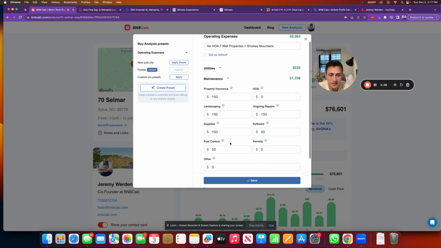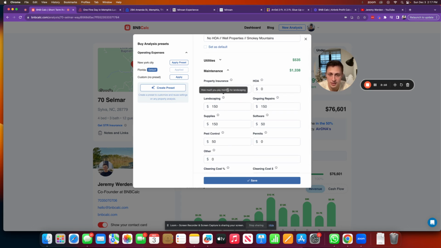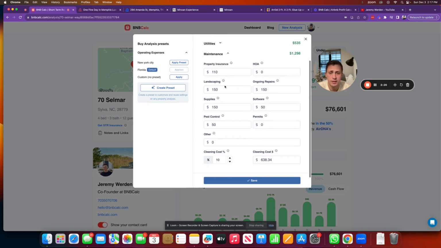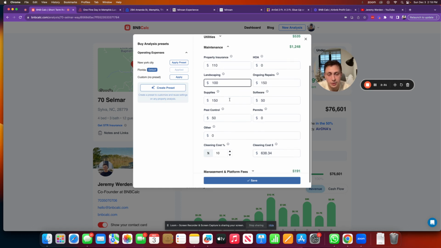I also have maintenance. Let's just say the property I have in the area is about $1,300 a year for property insurance, so about $110 a month. Landscaping, I think that's actually a little high. I'm going to look for low maintenance properties. A lot of times these mountain houses don't have big yards, so not a lot of grass to mow.